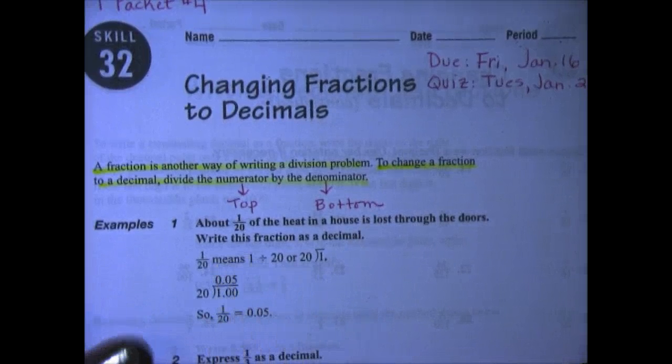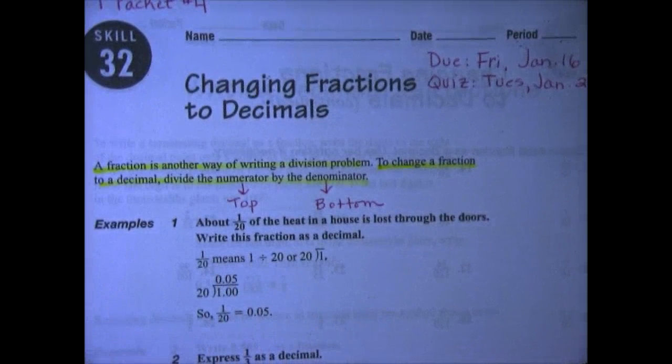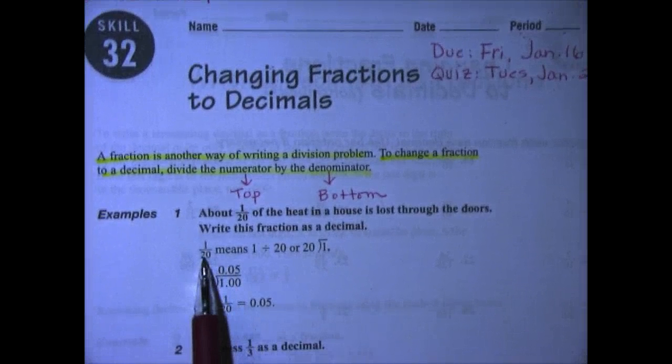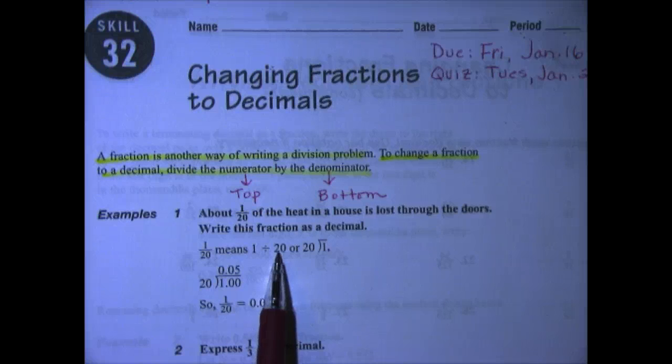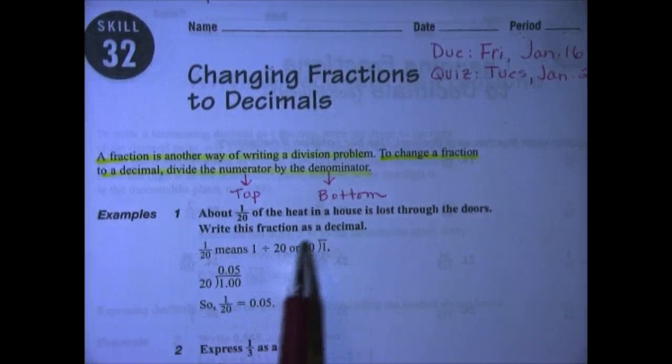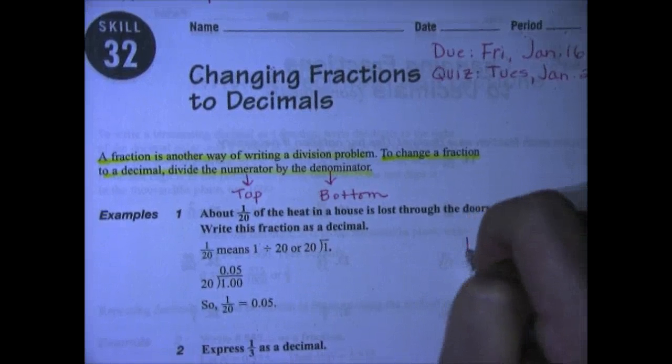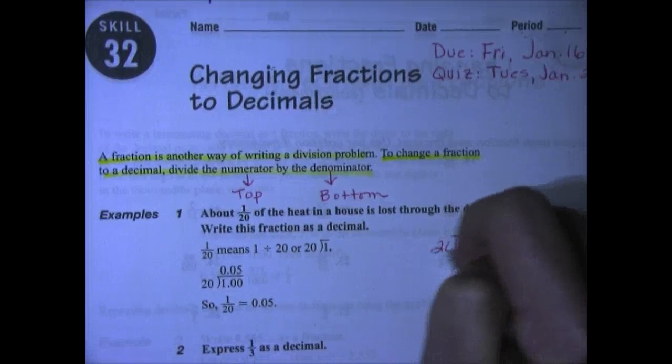So in example 1, it says about 1/20th of the heat in a house is lost through the doors. Write this fraction as a decimal. Well, they show us that 1/20th means 1 divided by 20, or if we put it in this division form, we put 1 inside the box and 20 outside the box. They don't actually show us the work, so let's go ahead and show it over here.